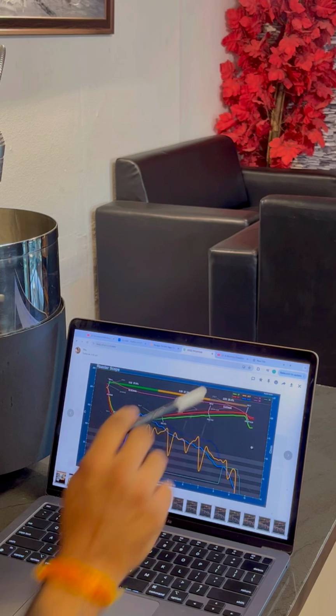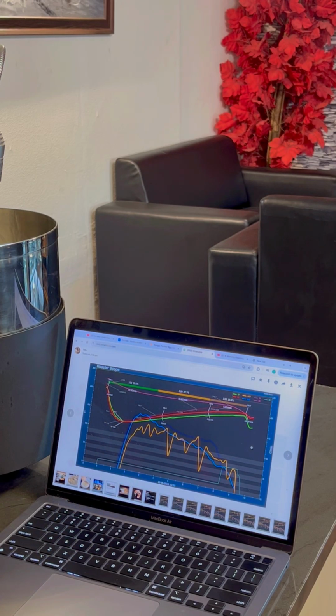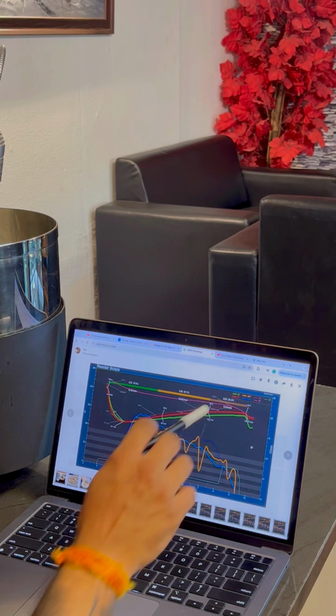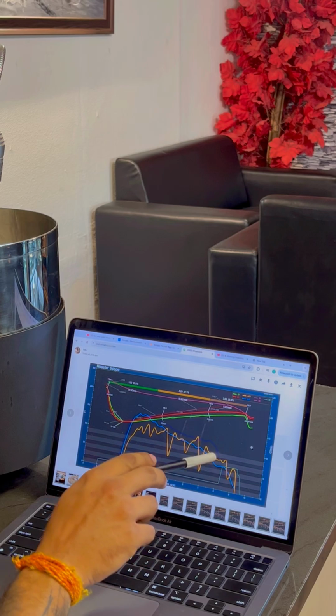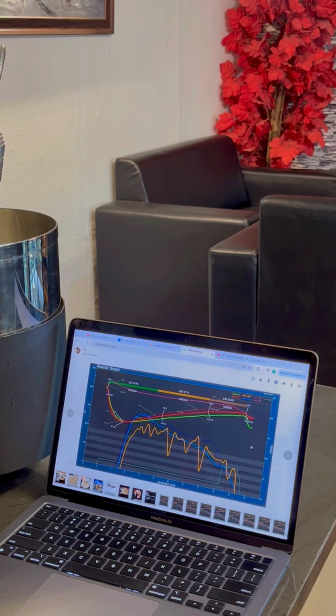After first crack, there is a development time. I spent 2 minutes 23 seconds in development time, around 25% of my entire roast, and my rate of rise here was 5 degrees Celsius per minute, which is quite fine. So I again have a declining rate of rise, and my top temperature of this coffee was 200 degrees Celsius. I dropped this coffee at 200 degrees Celsius. This has enough development time for making the body.